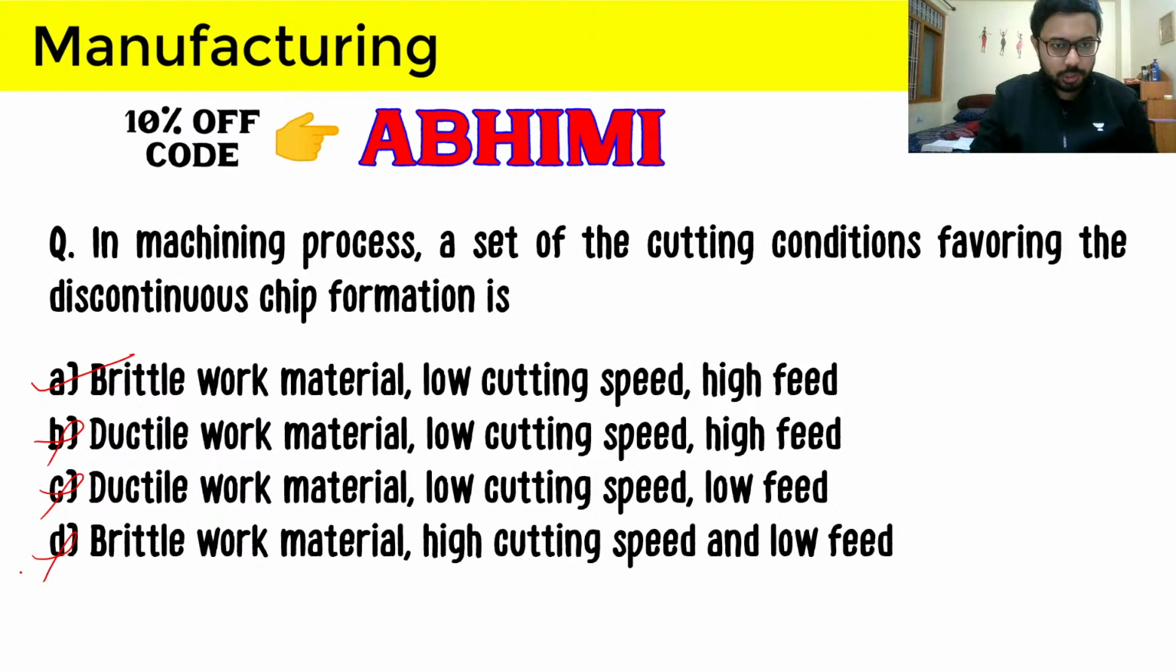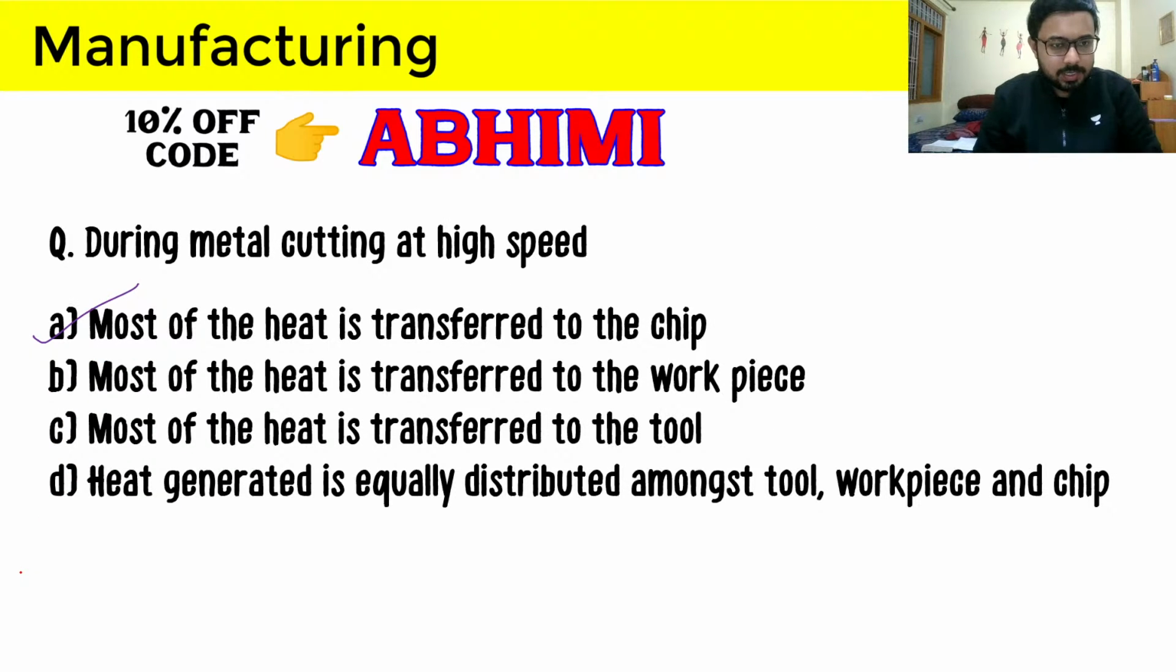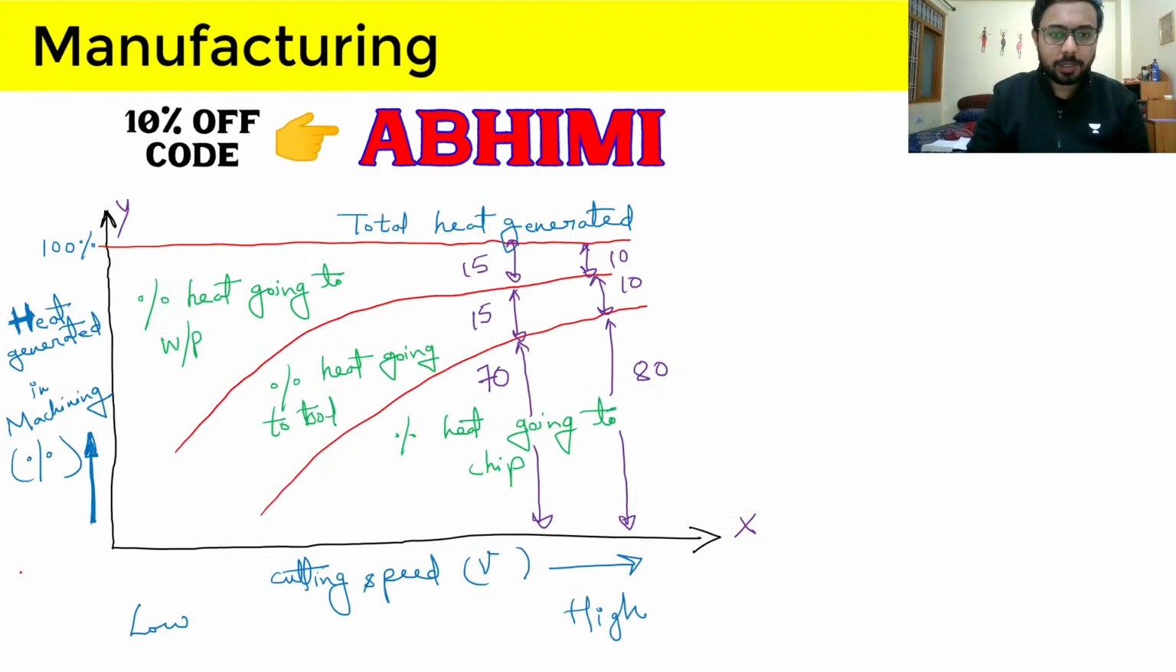And then the next question we discussed today was this: during metal cutting at high speed, among chip, workpiece, and tool, in which part most of the heat gets transferred. We discussed that by drawing this figure quickly. The x-axis is representing the cutting speed, and the y-axis is representing the heat generated in machining in percentages.